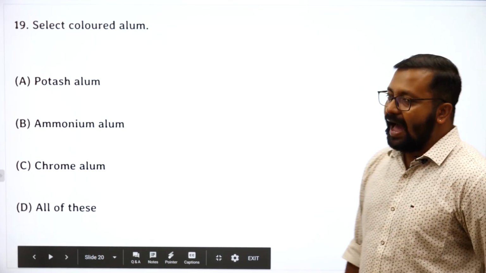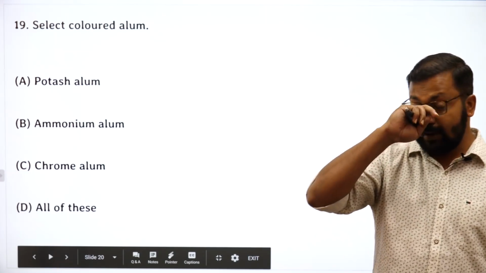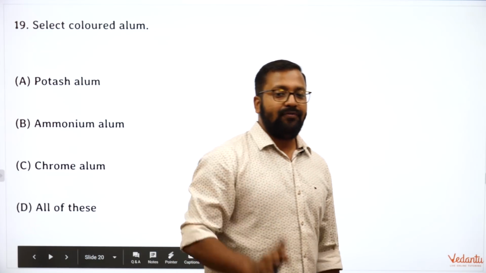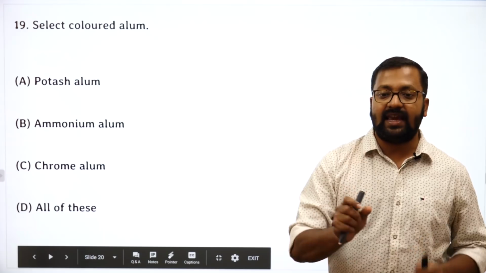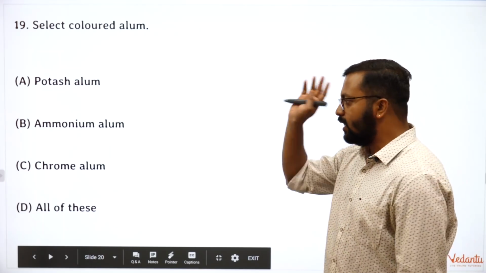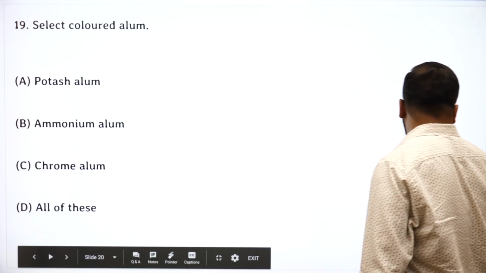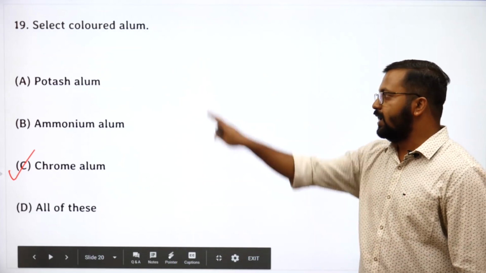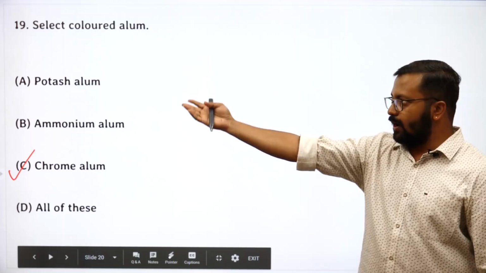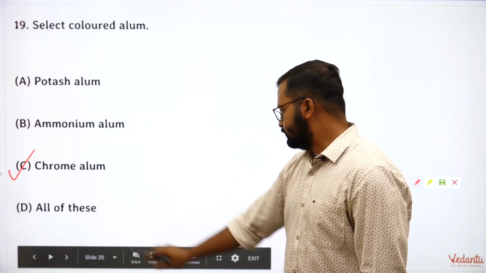Select colored alum. Colored alum इसमें से सिर्फ एक ही हो सकता है, पोटैश एलम नहीं, क्योंकि पोटैश एलम K2SO4.Al2(SO4)3.24H2O, none of the metal ions belong to the transition series. किस केस में transition series से metal belong करेगा? Chrome alum. The right answer to the question is chrome alum. Ammonium alum or potash alum will not be colored.